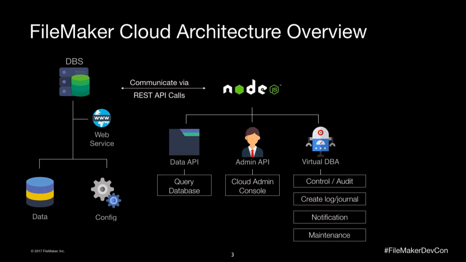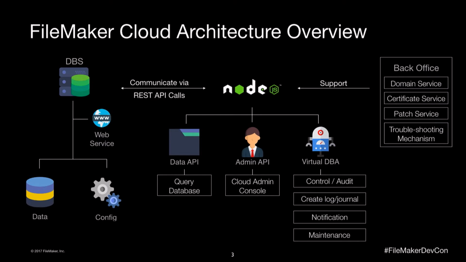Also, you see a virtual DBA. The virtual DBA is something we put on top of a cloud server to do a lot of transactional things to manage the server for the system administrator. This piece sits on the server and talks to the database server using the RESTful API as well. Then we look at our cloud back office.